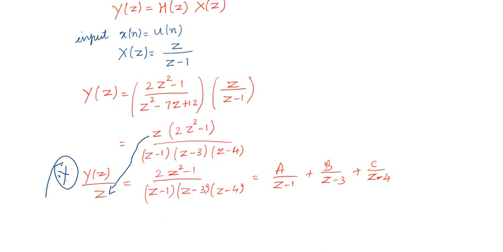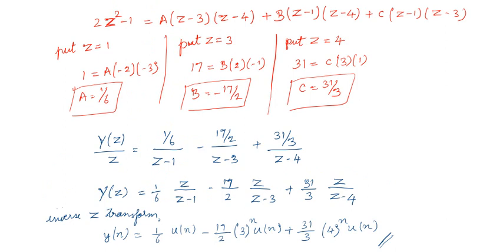Very clear. If you give the input as an impulse, we will get the impulse response. If you give the input as the step input u of n, we will get the step response. Now I am solving for A, B and C. So this is a partial fraction expansion.